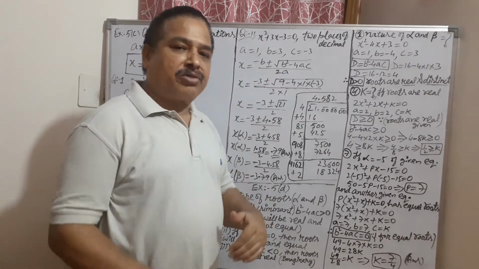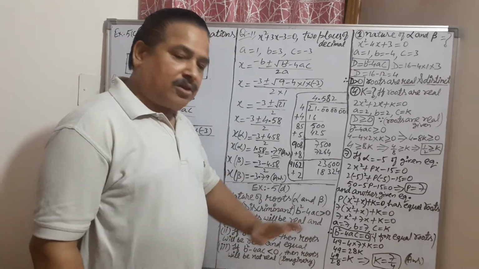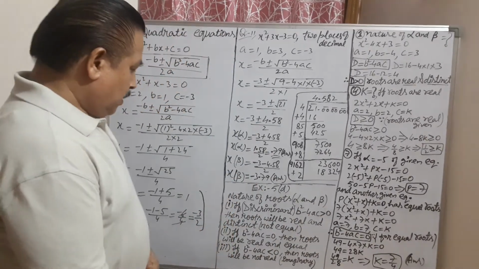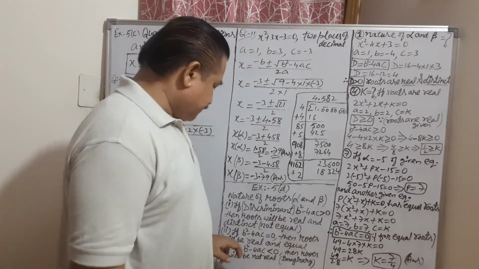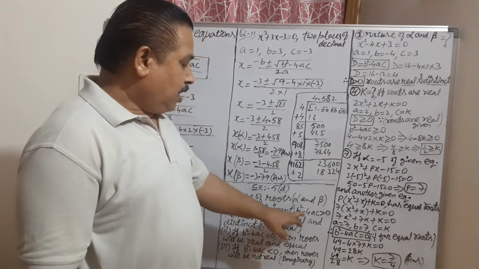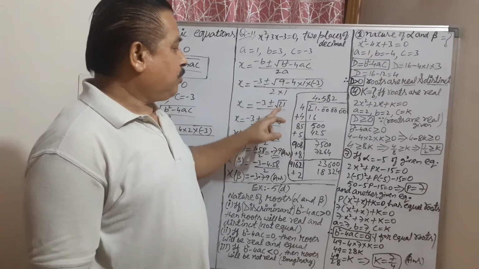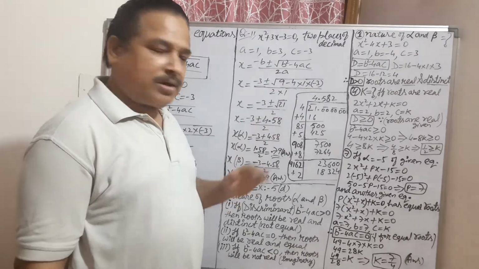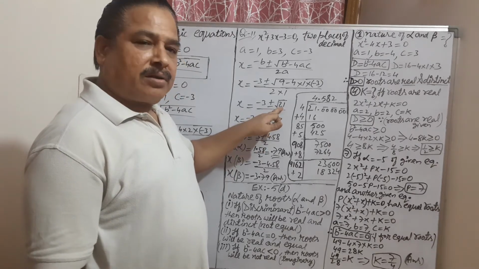So nature of the roots depends on the discriminant. If discriminant is greater than 0, then roots will be real and distinct. Distinct means not equal. If this discriminant part is greater than 0, suppose it is coming 21 here, in this question, same question. So it is greater than 0.